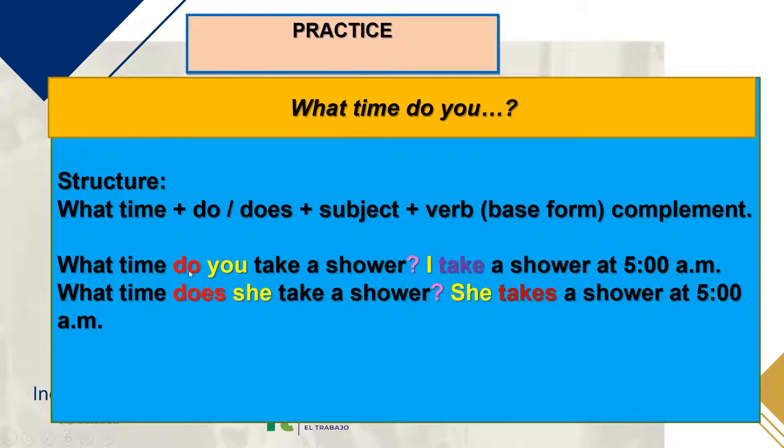What time does she take a shower? She takes a shower at 5 a.m. Notice that we use do with I, you, we, they. Remember that. What time does he take a shower? She takes a shower at 5 a.m. Does, he, she, it. Okay, recordemos eso. Utilizamos do con I, you, we, they. Does exclusively for third person singular. Y esta es la estructura, ¿sí? So, what time do you? What time does she?